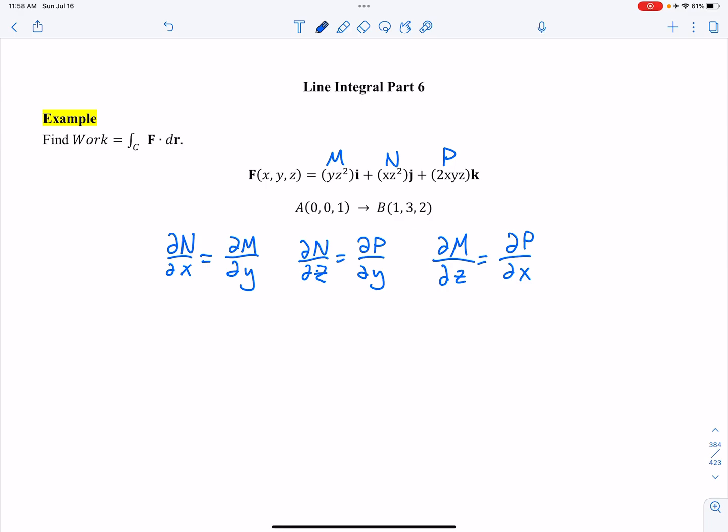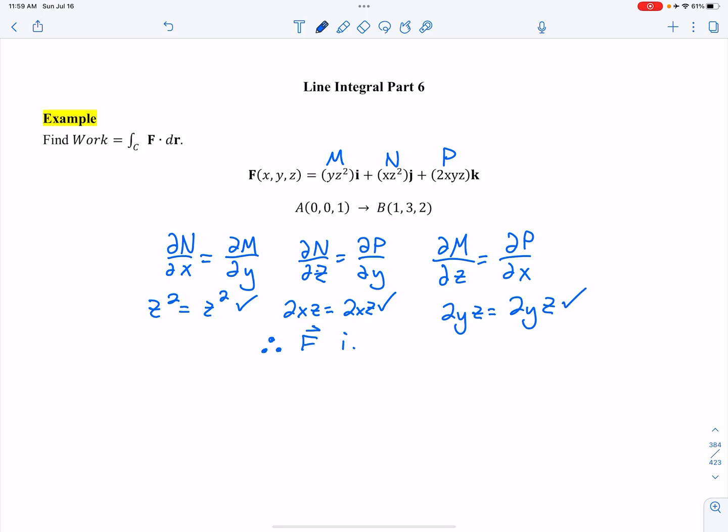So N with respect to X is going to be Z squared. M with respect to Y is Z squared. So we're good on that first one. The second one, N with respect to Z is 2xz. P with respect to Y, the Y just goes away. I get 2xz. We're good there. And then the last equality that we're checking, M with respect to Z is 2yz. P with respect to X is 2yz. All right, so we have shown that the vector field is conservative.